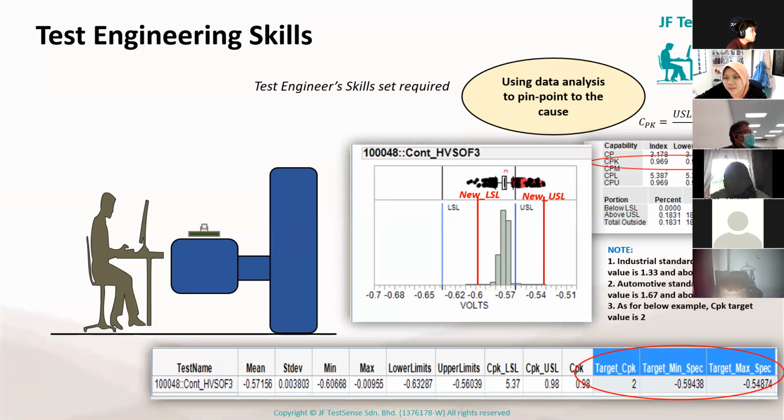What are the qualifications for a fresh graduate engineer to work in JFTest Sense? We normally look for a bachelor's in electrical and electronic engineering. Even a physics graduate we will consider. But you must have some prerequisite understanding of basic programming, like C++ or Java.